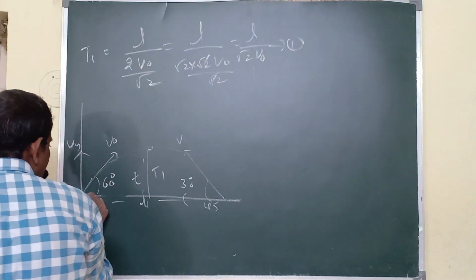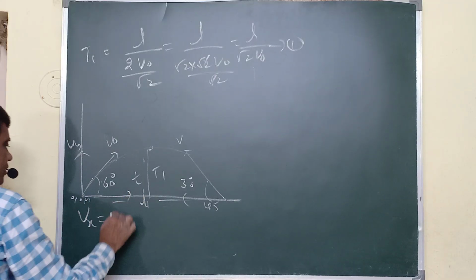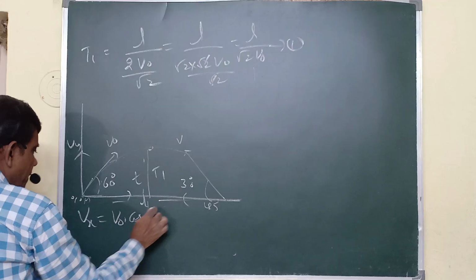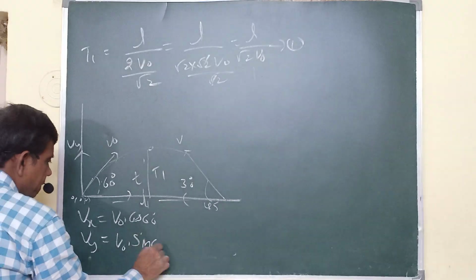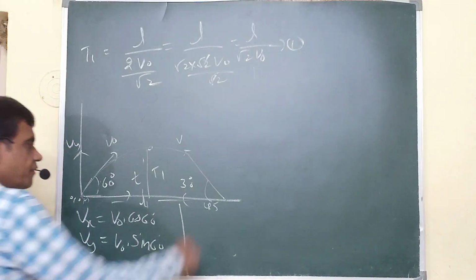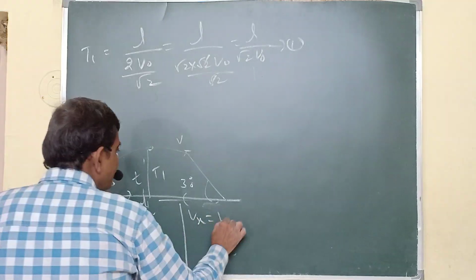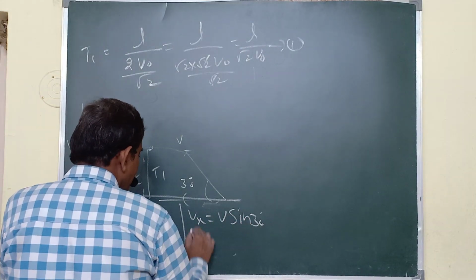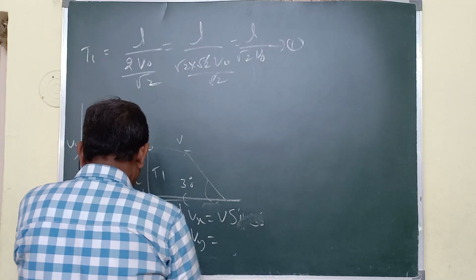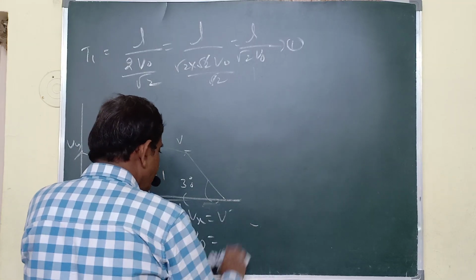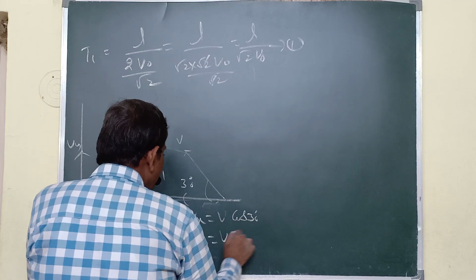Now this is V naught. So the x component Vx is V naught cos 60, Vy is V naught sin 60. Similarly here it is V, here 30 degrees, Vx is V sin 30, Vy. This is the horizontal component, cos 30. Horizontal component cos 30. Vertical component sin 30.